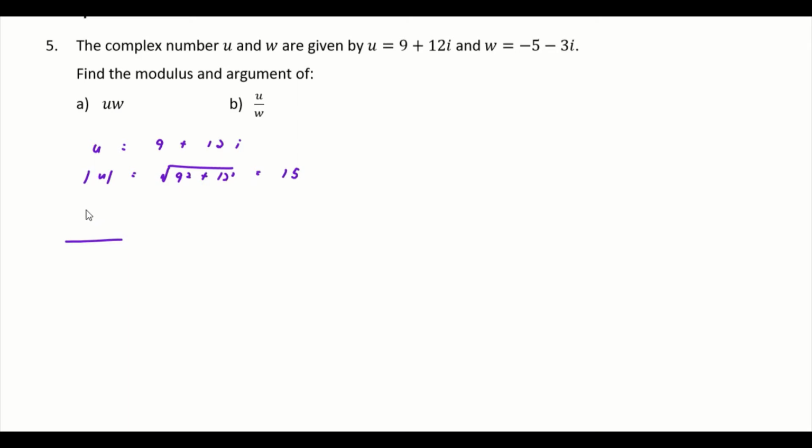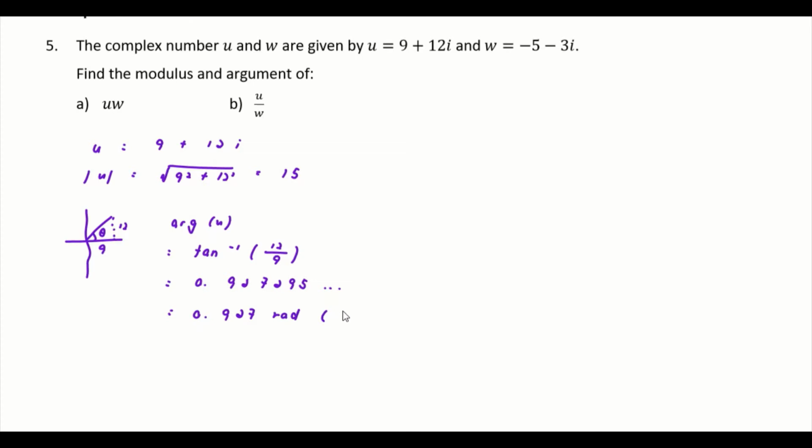Okay, same thing, when we try to draw this, it will be in the first quadrant. So this is our 9, this is 12, and this is our theta. So the argument of u is equal to shift tangent 12 over 9. We write the answer with more significant figures first, because later we are going to add them together, so we need to use more than 3 significant figures. Okay, so this is my u.